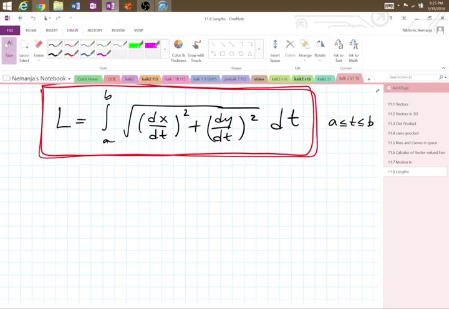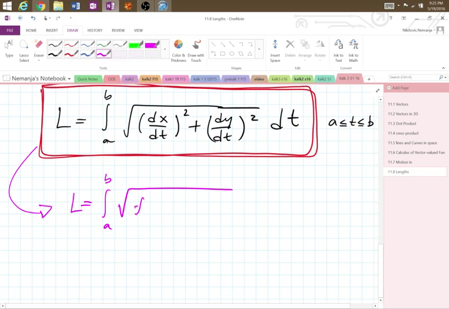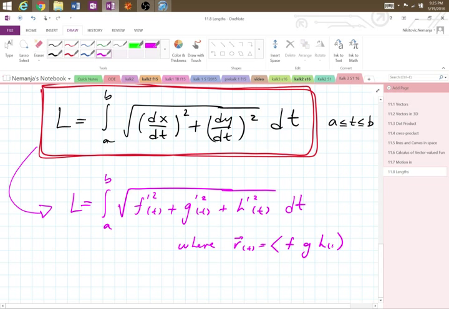Now, the length of the curve can also be represented as the square root of f prime squared plus g prime squared of t plus h prime squared. So I'm extending this now for a 3D case, where your good old r is f, g, h, each one a function of t, who cares?